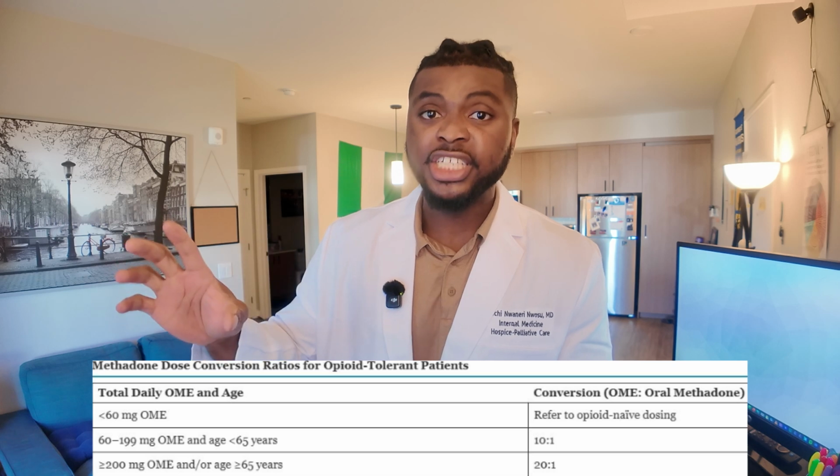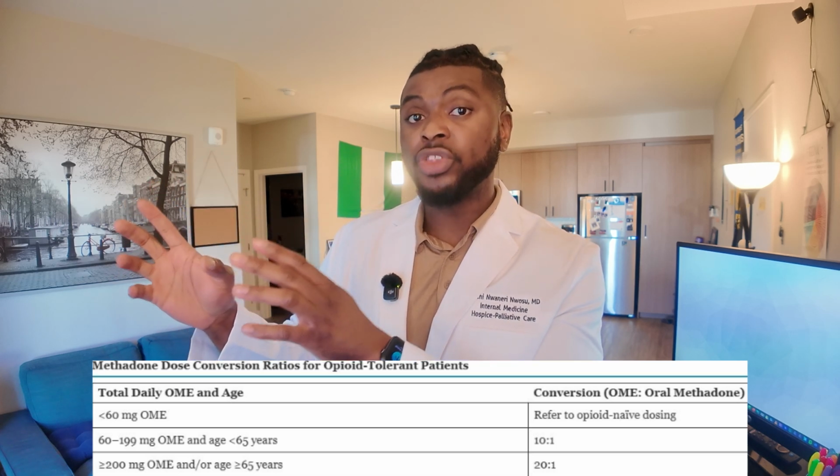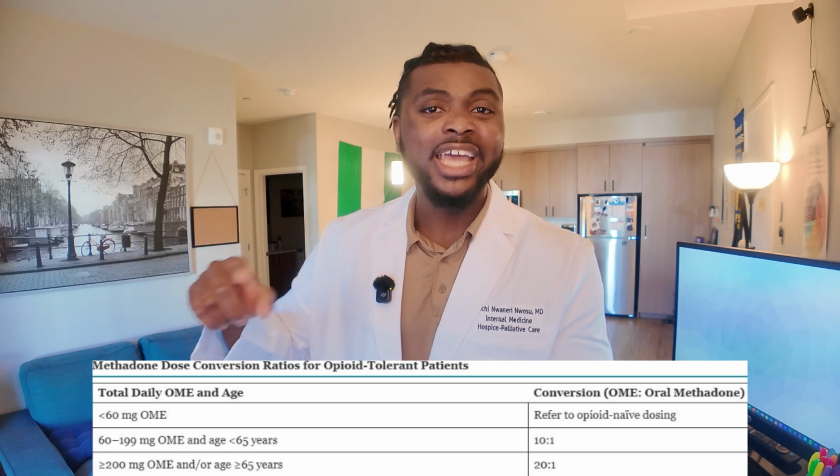And what you do in this strategy is that you take your dose that's more than 200 oral morphine equivalents and divide it by a factor of 20. For example, if you're requiring 240 oral morphine equivalents in a full day's period, divide that by 20, and then you get 12 milligrams of methadone for a full day's period. And like I said before, you can dose that twice or 3 times a day. So either 6 milligrams twice a day or 4 milligrams 3 times per day.